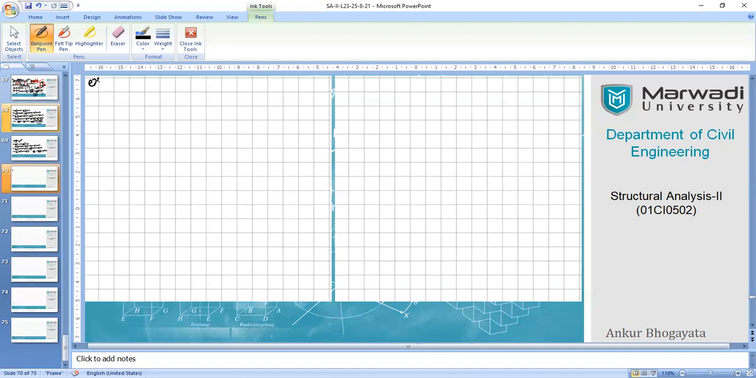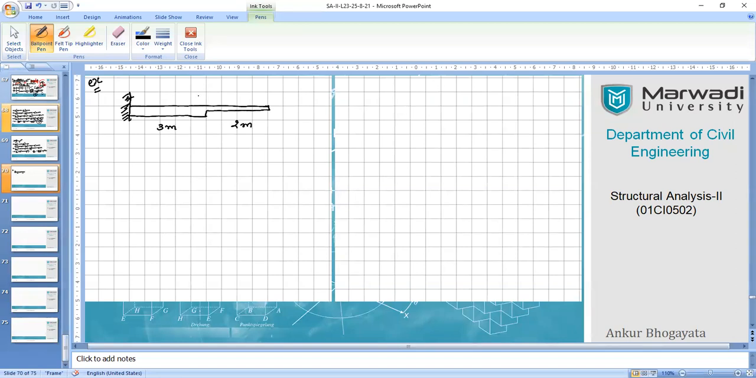Let me draw it first completely. I don't want to rush unnecessarily. That's why I'm repeating the nature of the numerical here. Again, it's a tapered section. So it's nearly like this. This is 3 meter. This is 2 meter.